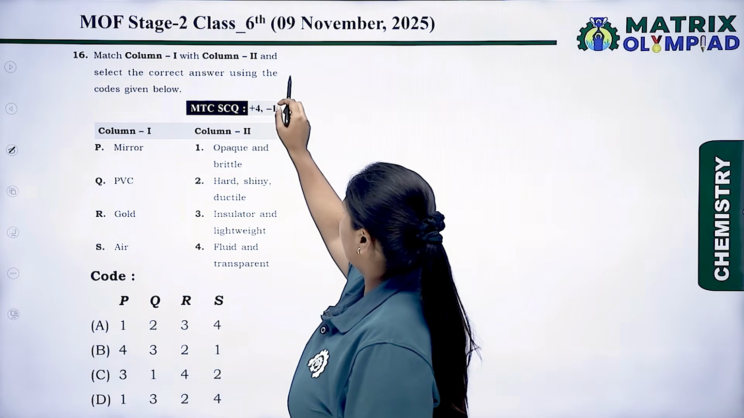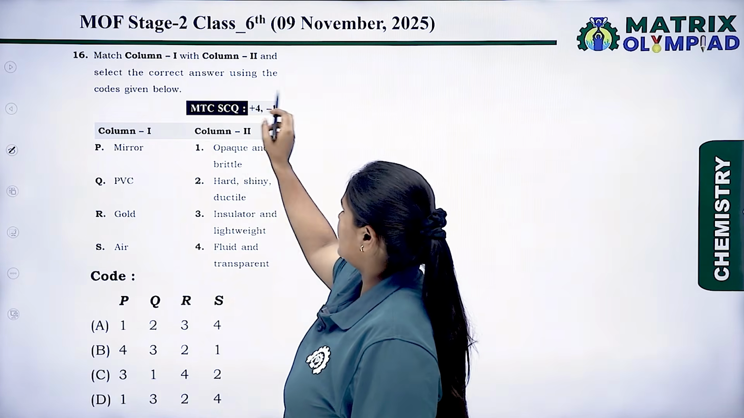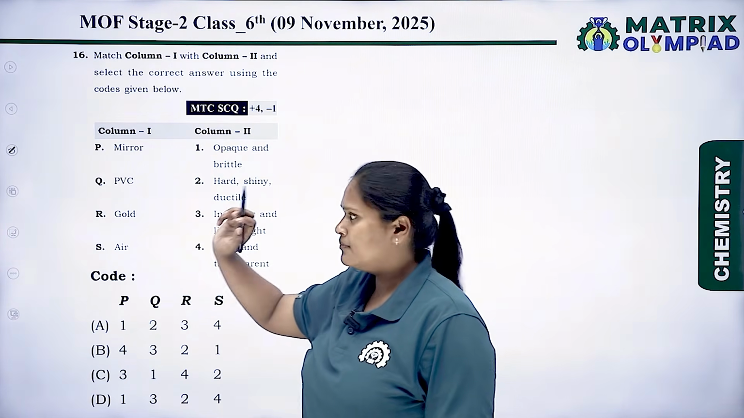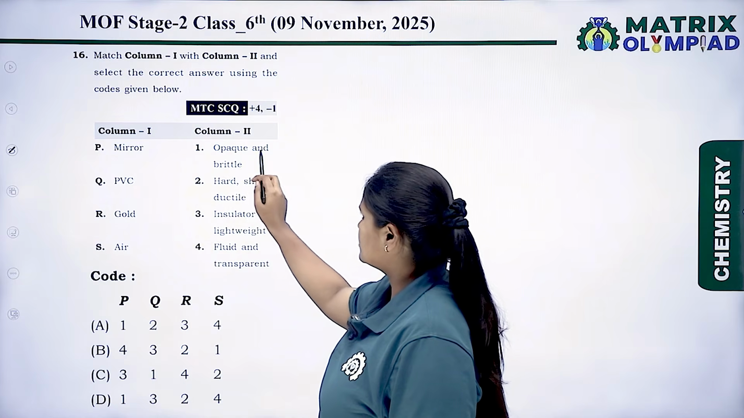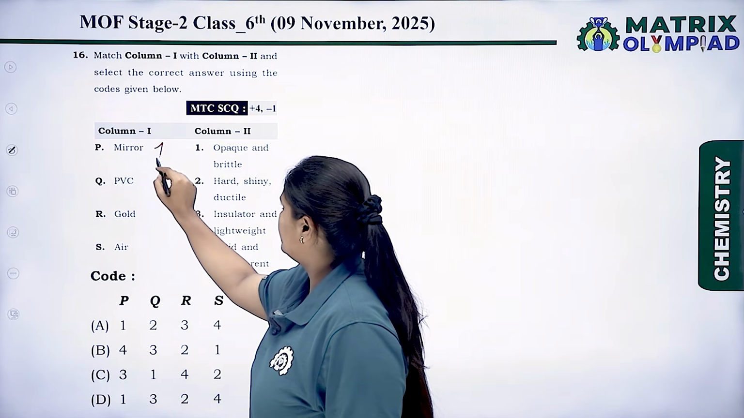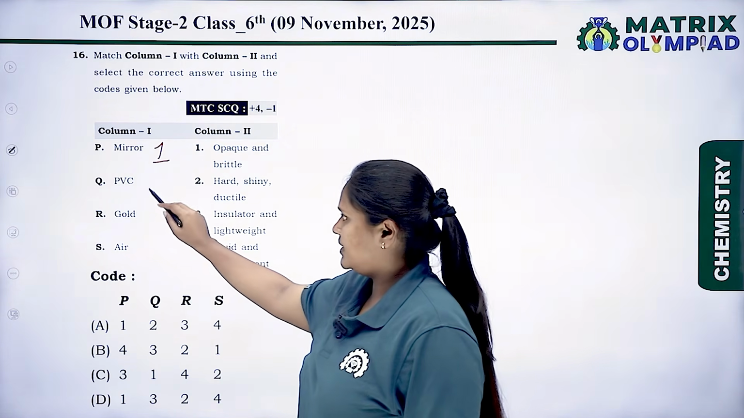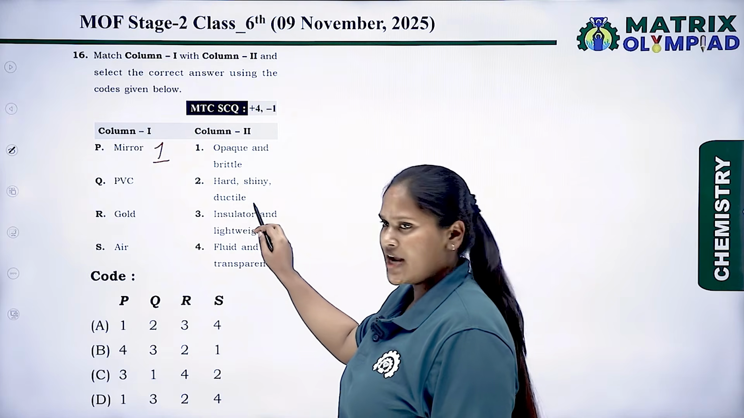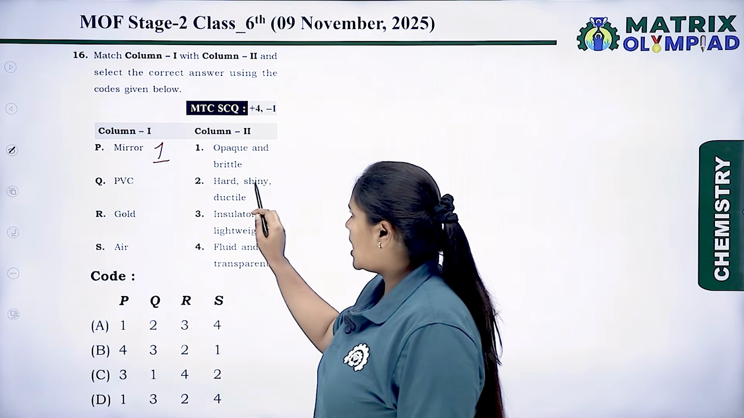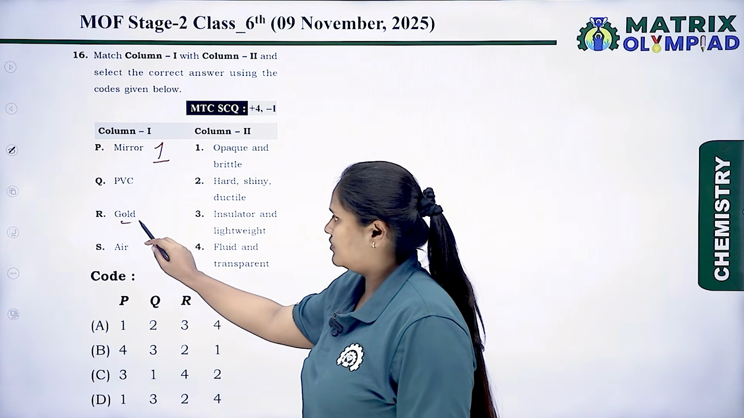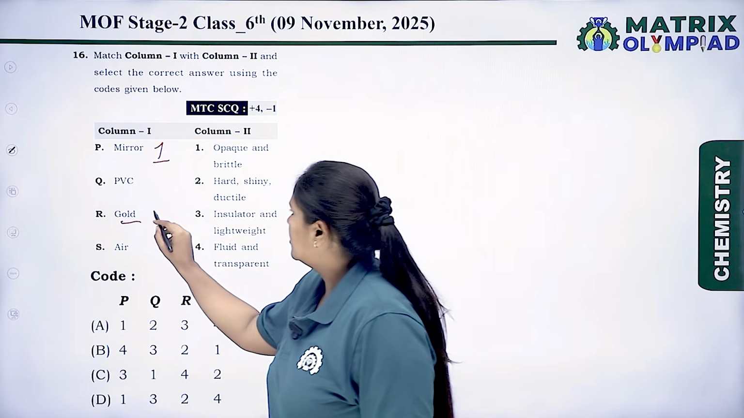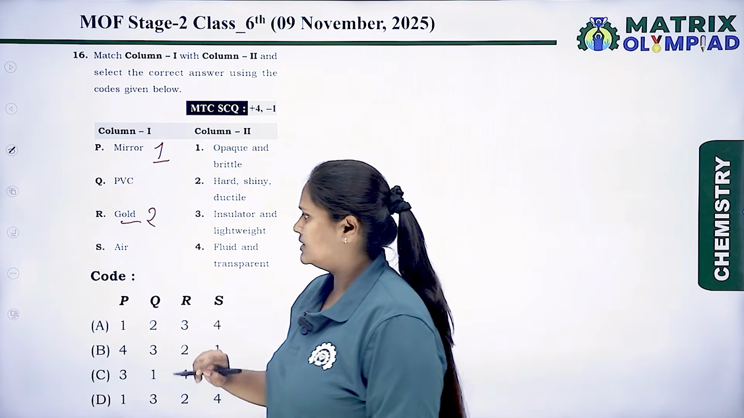Match column 1 and column 2 and select the correct answer using the codes given below. Mirror. We know mirror is opaque and brittle. So we can write first here. PVC. PVC is hard, shiny and ductile? No, hard, shiny and ductile is gold. We know it is a property of metal. So option 2 is here.